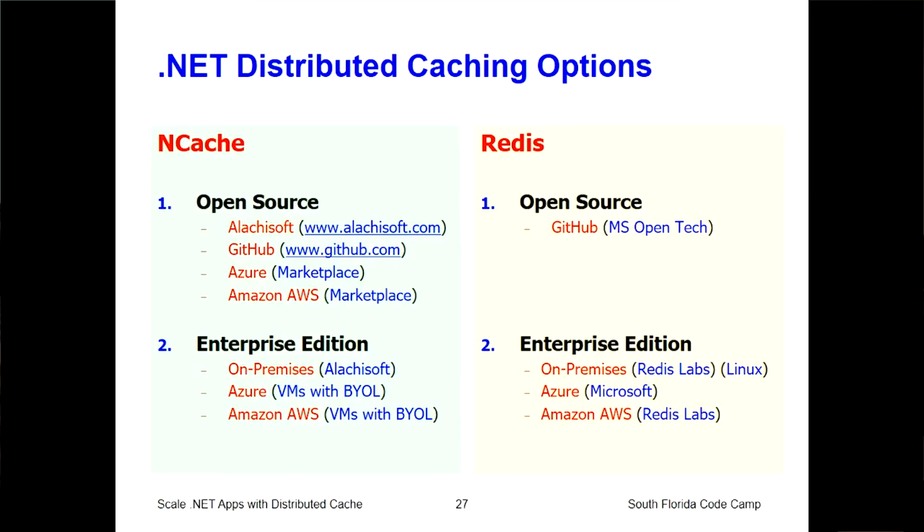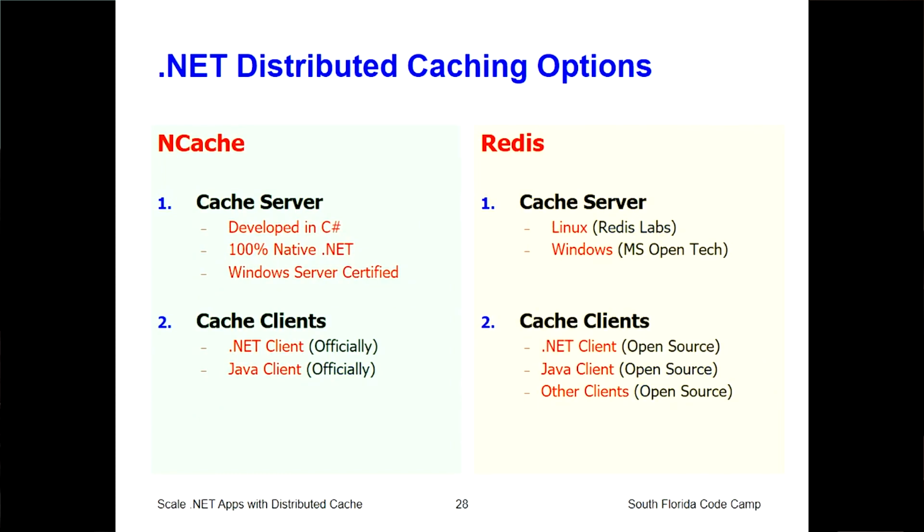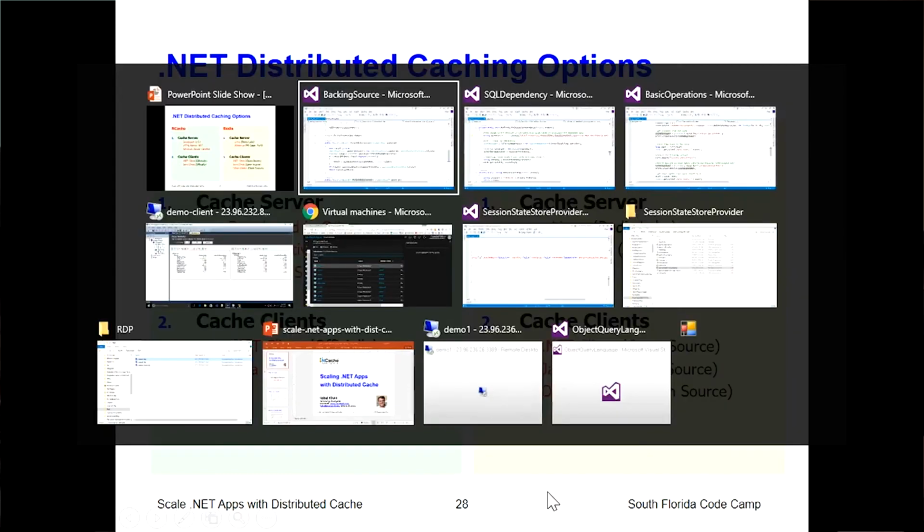There's a comparison between NCache and Redis. They're both open source. NCache also has an enterprise edition, and so does Redis. If you're a .NET shop, NCache fits in very nicely. The N in NCache stands for .NET, bottom line. That's how committed we are to .NET. That was the marketing part.